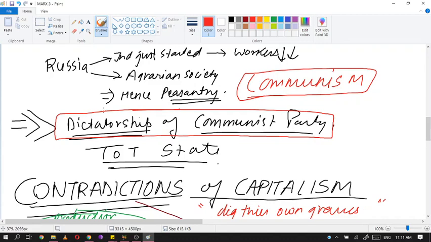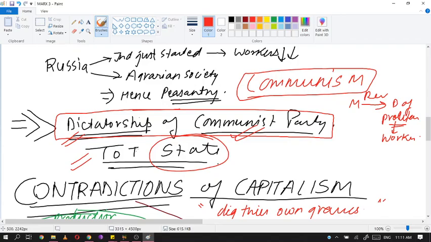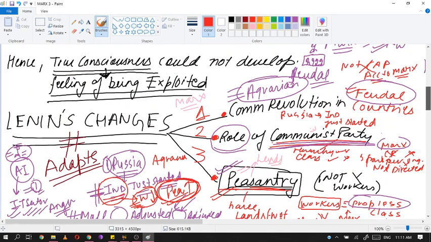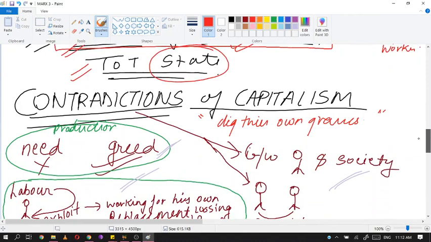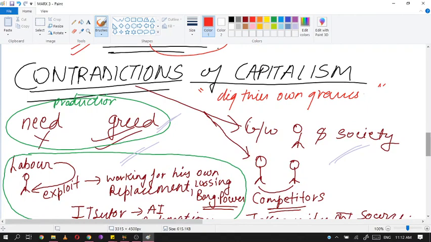After Marx's revolution, what do you achieve? Dictatorship of the proletariat. What does it mean? The rule of the propertyless, or workers. But here you are seeing dictatorship of the Communist Party, which is a totalitarian state. So you understand, it is not that communism has failed. It is Lenin who failed communism. It is not Marx's communism. You are just making Marx look bad. For a normal person who has not studied political science, he will always think that bhai, Marx's communism is a very bad thing. No, Lenin's is. Marx never said these things.